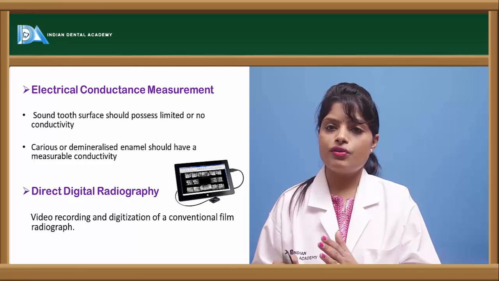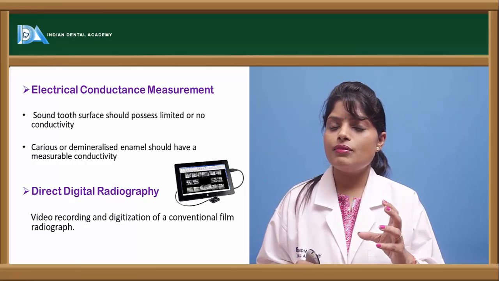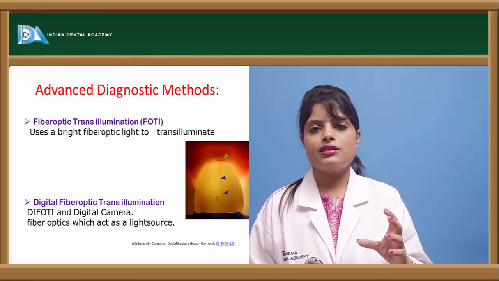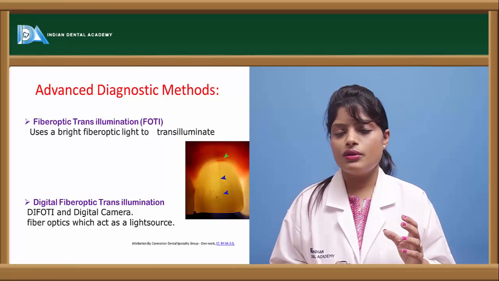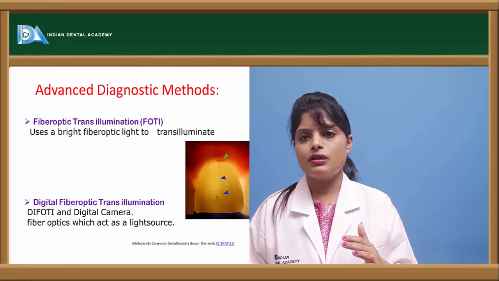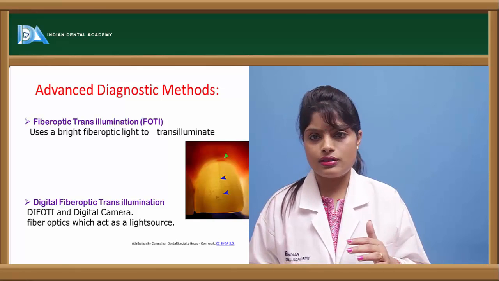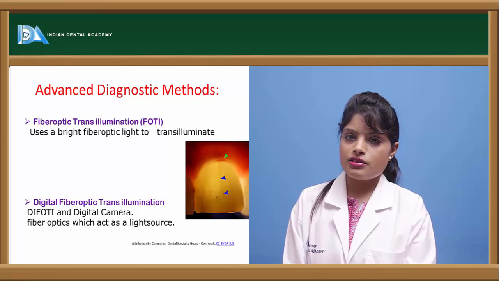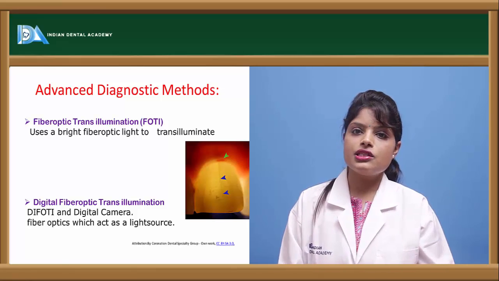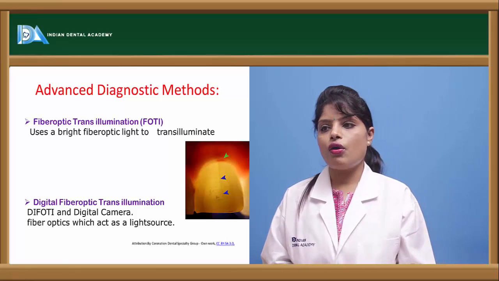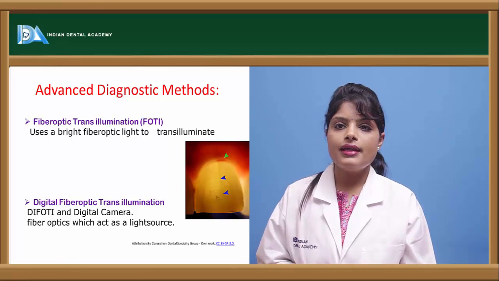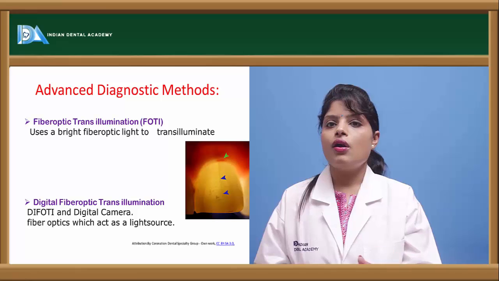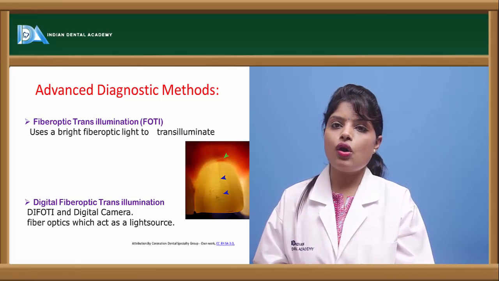Then comes direct digital radiography, that is, we can directly capture the radiographic image of the carious tooth, which will be displayed on the monitor. Then the other advanced diagnostic method is FOTI, that is fiber optic transillumination. It is based on the principle that the transmission index of the tooth which is carious is lesser than that of the tooth which is non-carious. If it is digitally involved, then we name it digital fiber optic transillumination. In that, the difference in the transmission from the carious tooth is recorded on another monitoring device and it will show up on the monitor.